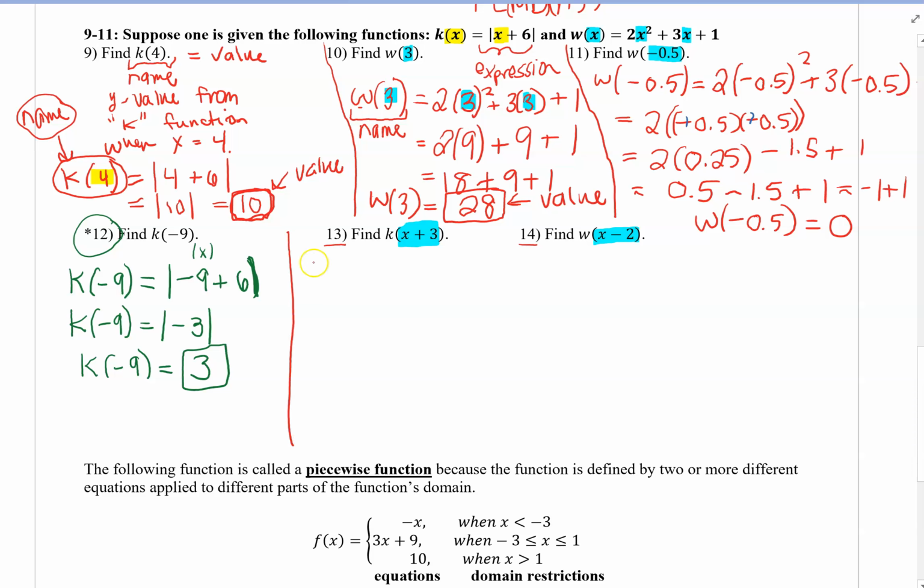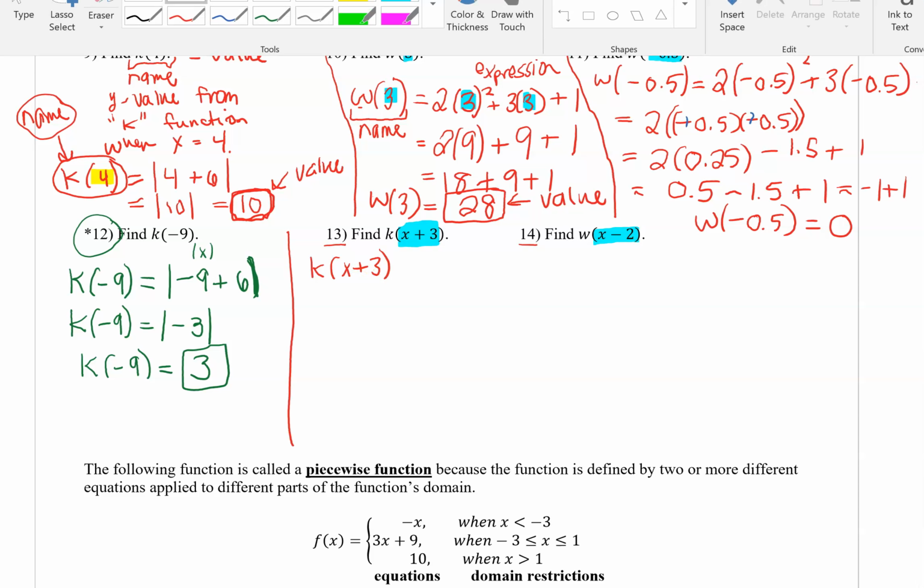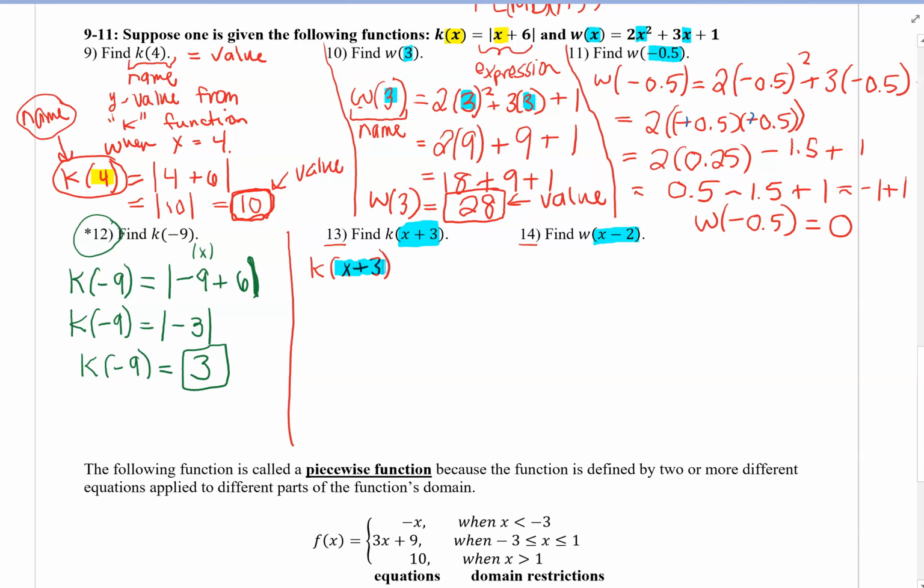So for number 13, here's the name of my answer, k of x plus 3. What has to happen is I have to take this x plus 3, all of it, and it has to stay together. And it has to go in place of x in the original expression. So I've got x plus 3 plus 6. Notice that this whole entire binomial just took the place of this x in the original expression. So you are taking one x out and replacing it with a new expression, because that's what this is telling us to do.